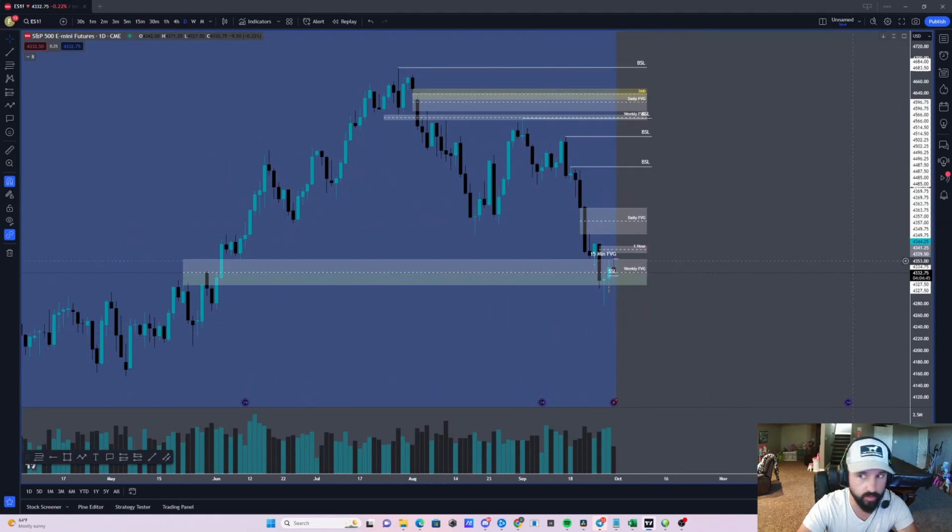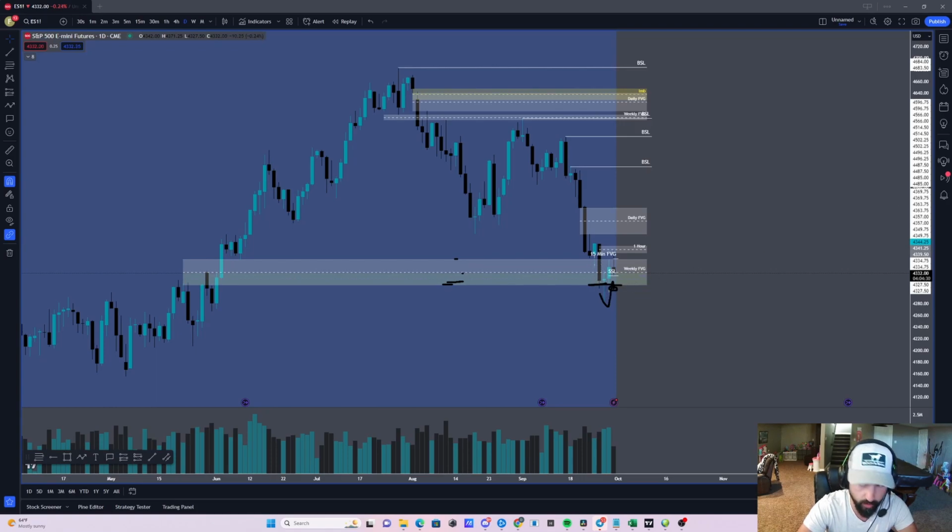Price is still doing what it has to do. My idea on the day was, I really like this area down here that we had marked out. We swept this area. We didn't close below this weekly imbalance or weekly fair value gap. Price actually drove to the upside.